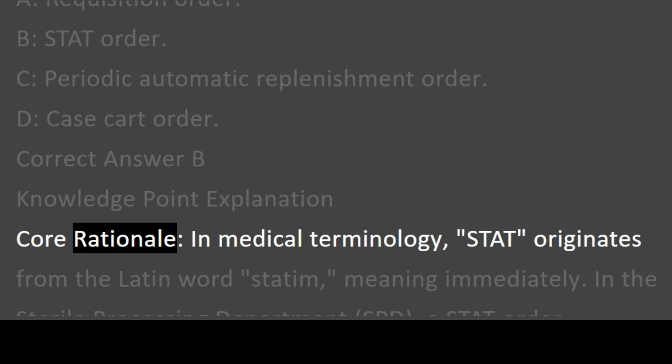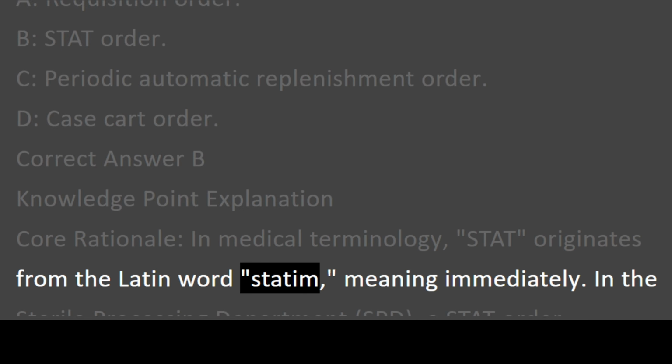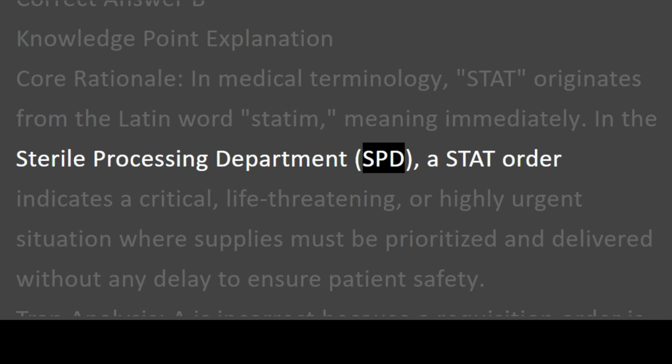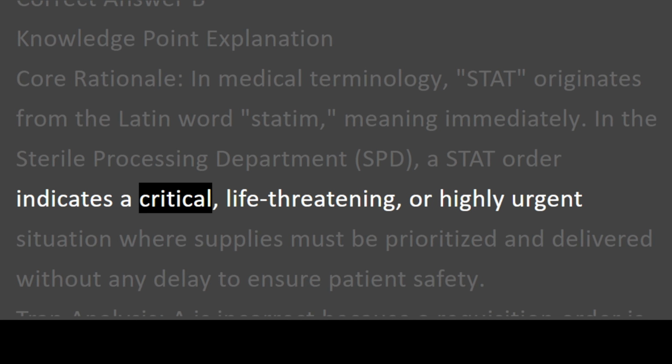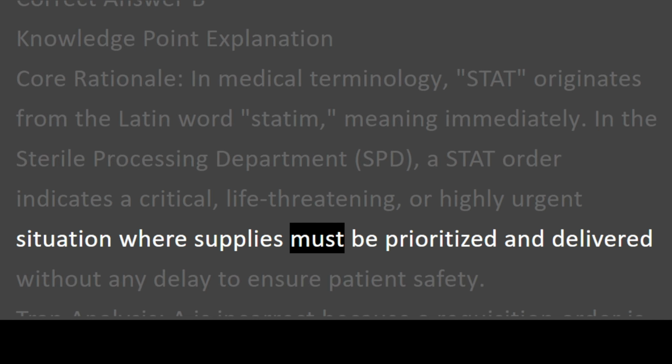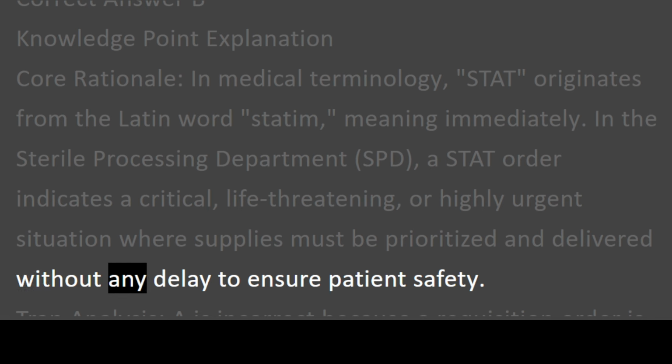Core rationale. In medical terminology, stat originates from the Latin word statum, meaning immediately. In the Sterile Processing Department, SPD, a stat order indicates a critical, life-threatening, or highly urgent situation where supplies must be prioritized and delivered without any delay to ensure patient safety.